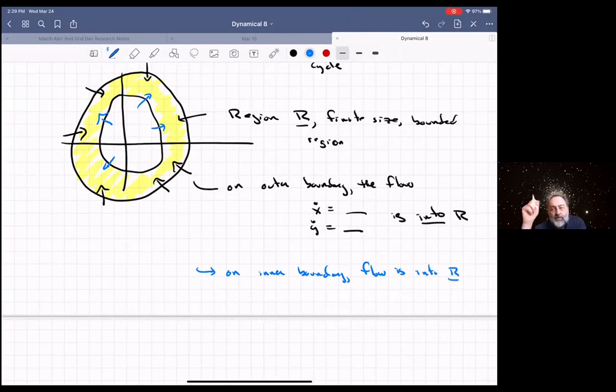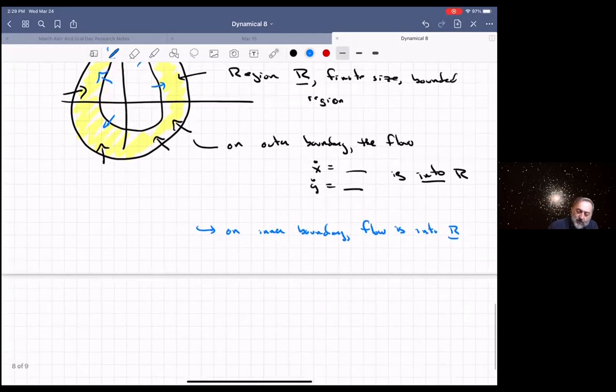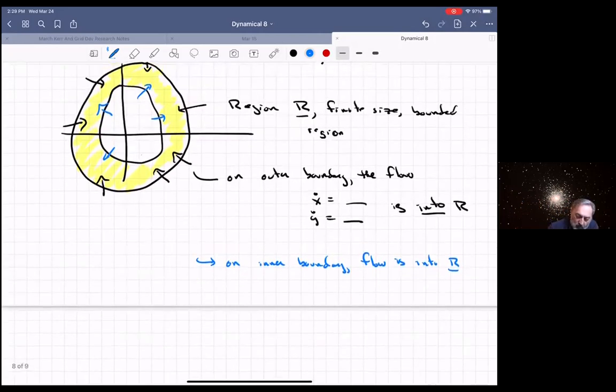Now, if the flow is into R on both the inner boundary and the outer boundary, there's only two possibilities. One possibility is that there's a fixed point somewhere in there, right? Maybe somehow the flow is going into this region because it's going to spiral around and stop at some place. Or there could be a limit cycle. So if I have the flow falling into these regions, what we say is that R is called a trapping region.